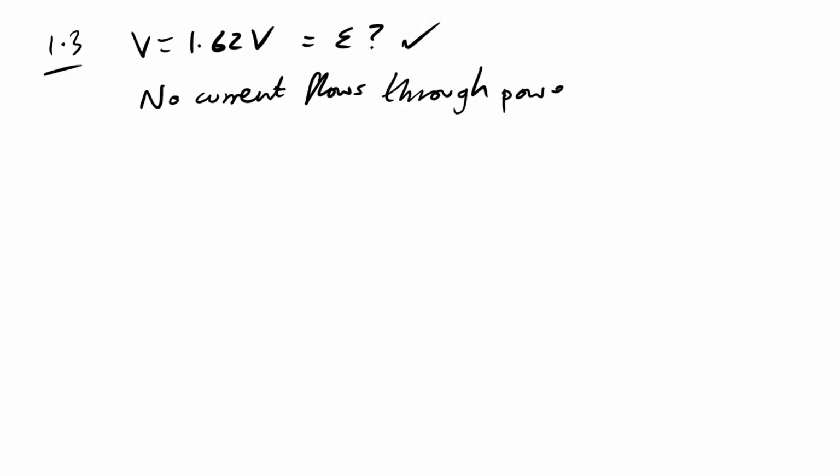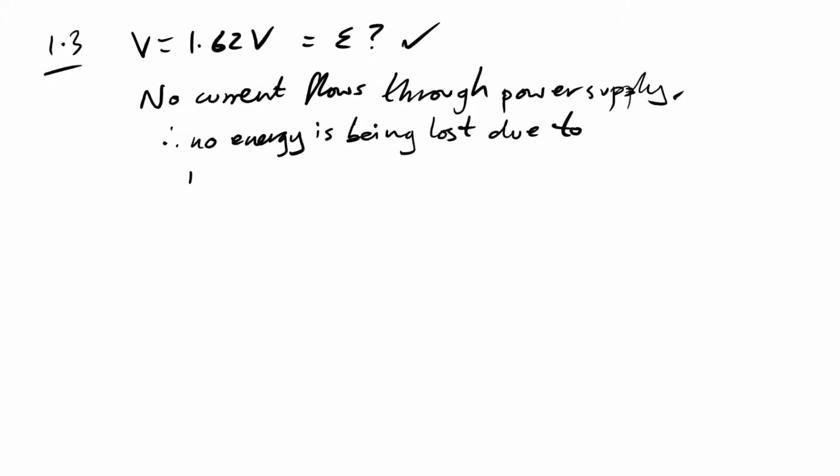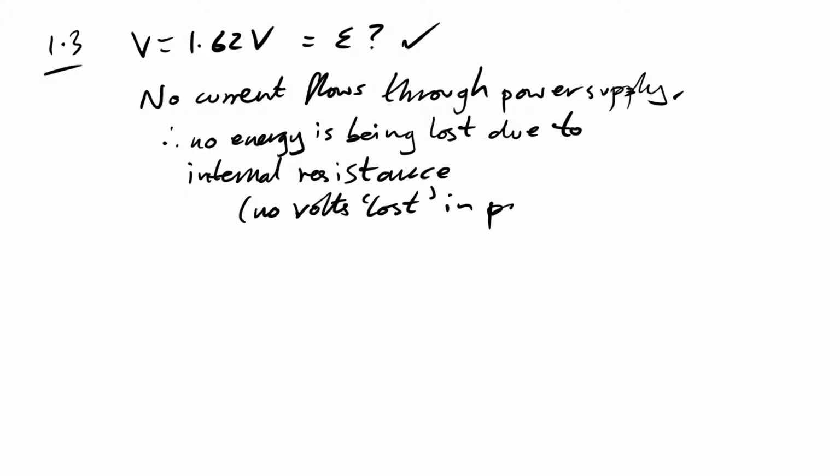So we see that V is equal to 1.62 when we have no resistors. Is this equal to the EMF? Yes, it is. Why is that? Well, it's because no current is flowing through the battery, or rather I should say power supply. Therefore, no energy is being lost due to internal resistance. We can say no volts lost in power supply.